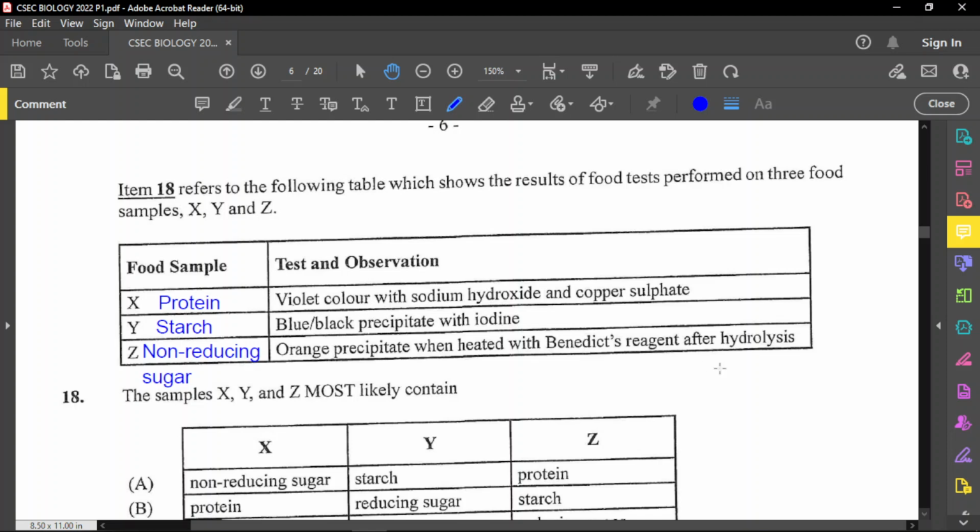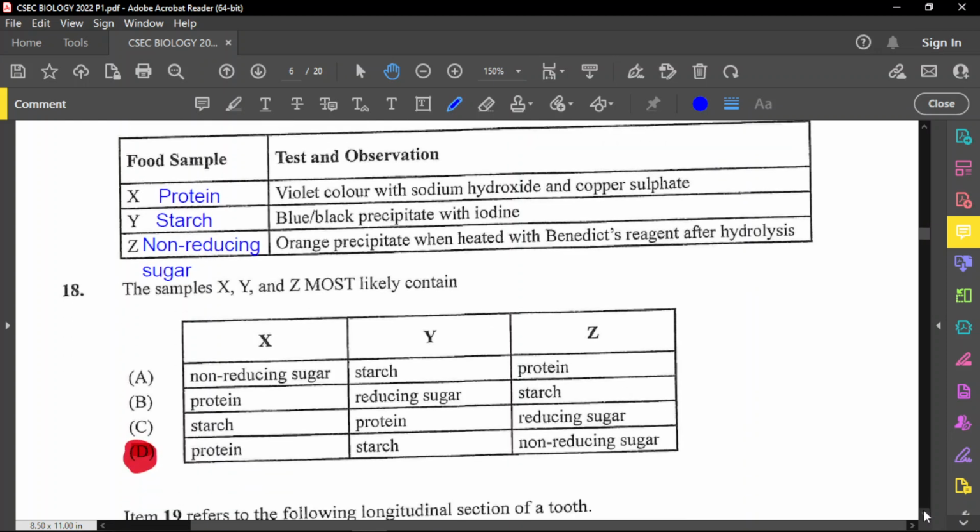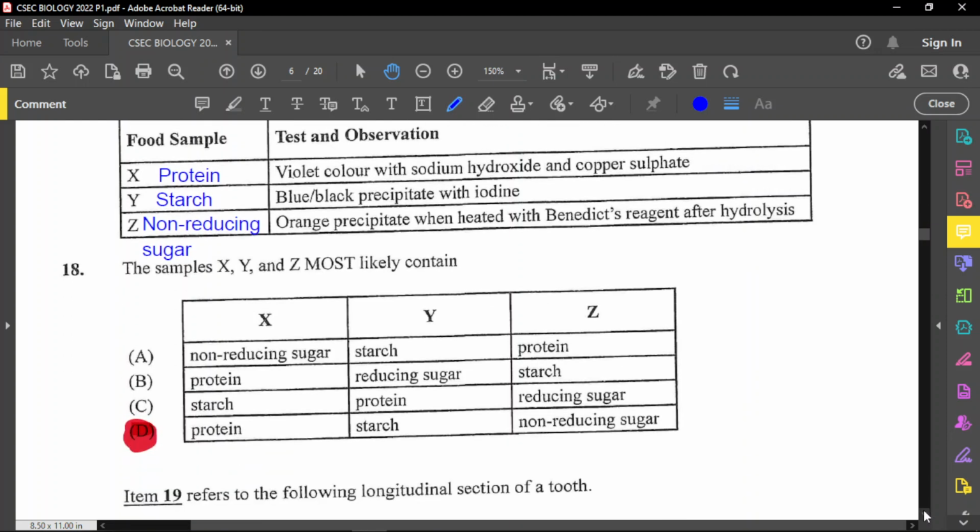All right? And then examples of the reducing sugars will be glucose, maltose, and fructose. Even though maltose, and this is very important too, is a disaccharide, maltose contains 2 glucose molecules, and glucose is a reducing sugar on its own. Just to point that out. So the answer there will be protein, starch, and non-reducing sugar, and that answer is D.